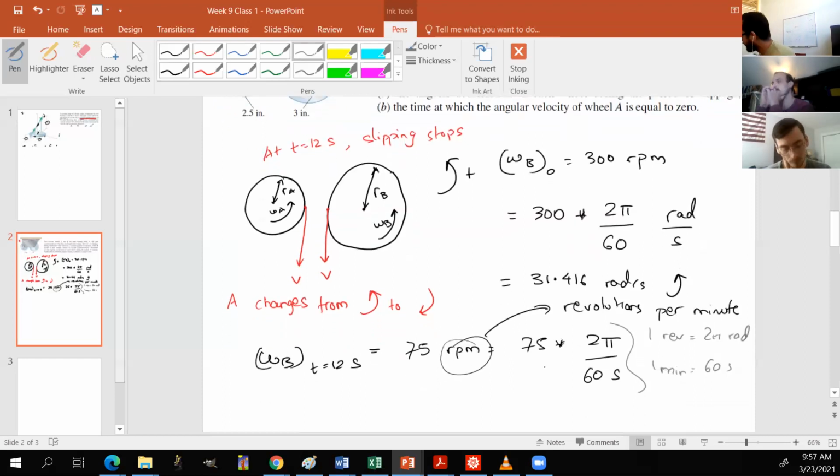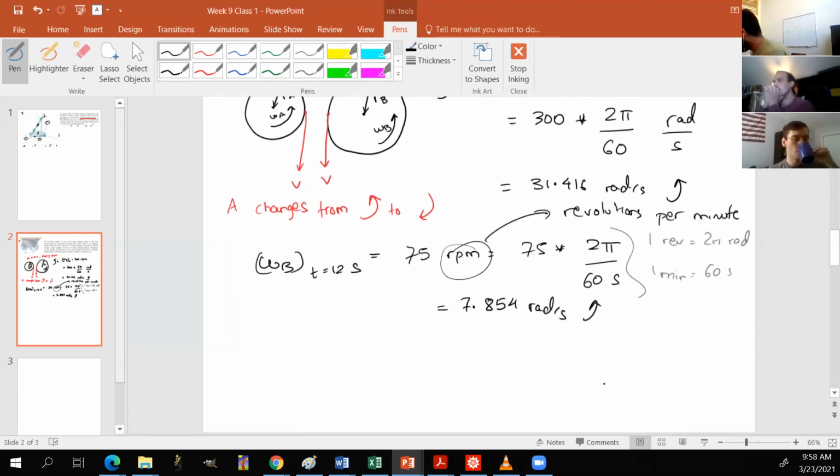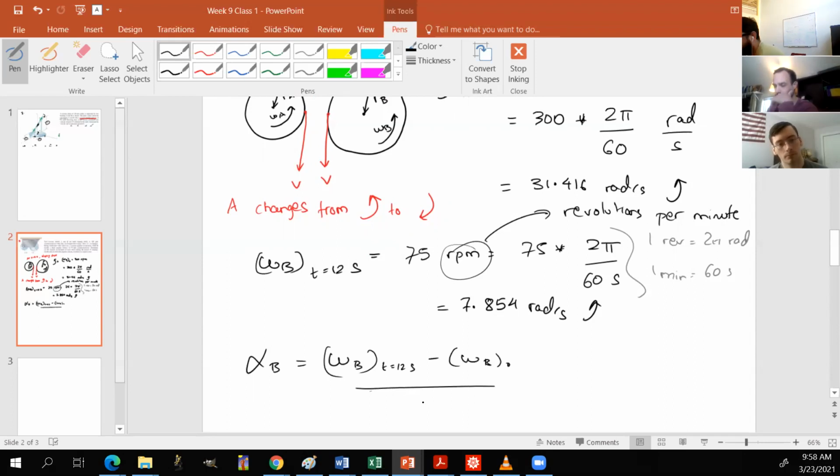All right, okay, so what's this number come out to be? 7.8. I got 7.854, right? So radians per second. This is also counterclockwise. So now from here, you can find out the angular acceleration of B. You know that omegas are in the same sense, right? So they don't change sign. So it's just going to be omega B at t equals 12 seconds minus omega B initially divided by your time period t, which is 12 seconds, right?